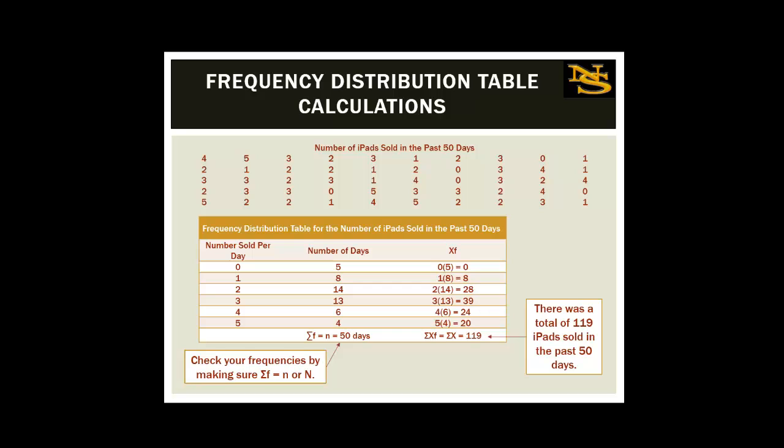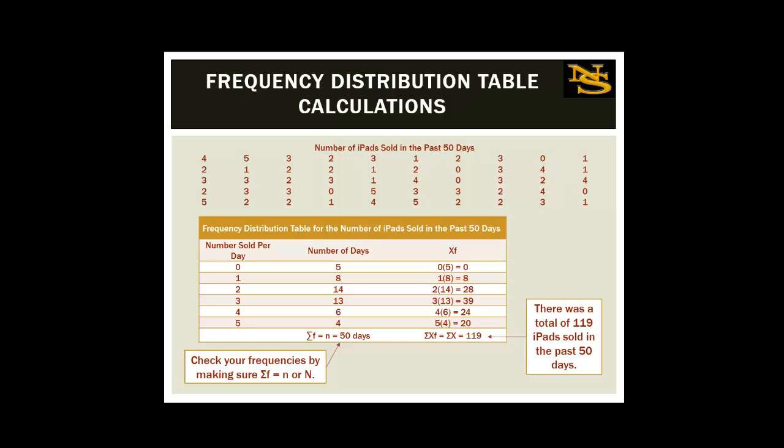Now, you have to be careful. If your data is presented in a frequency distribution table, you can't simply add up all of the x values. So you can't say, oh, well, number sold per day, so 0 plus 1 plus 2 plus 3 plus 4 plus 5. That's not going to give you the sum of x. It's not going to give you the total number of iPads sold in this data set. In order to get that number, you have to take the frequencies into account.